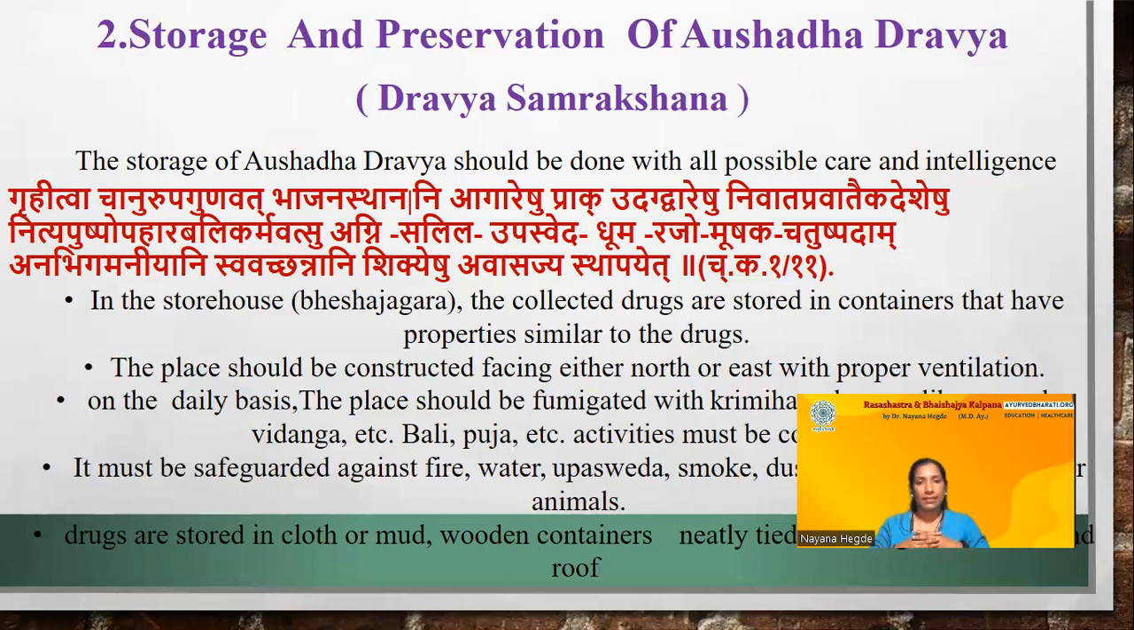Anurupa gunavat bhajana sthanani. Next is how the storage house should be. Agareshu, Bhaishajagara, Prak Udagadvareshu. The storage should be built such that it faces towards the Purva or Uttara direction. पूर्व की ओर और उत्तर की ओर फेसिंग होना चाहिए और एंट्री दरवाजा होना चाहिए. And that storage house should be Nivata Pravata Ekadesheshu. It should have proper ventilation.